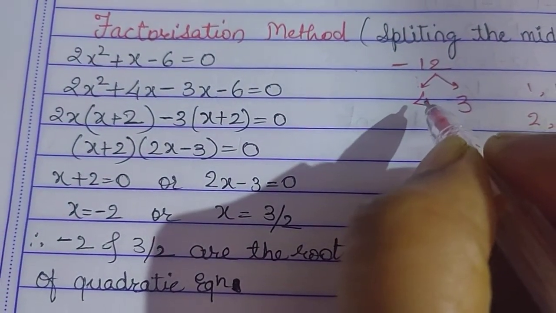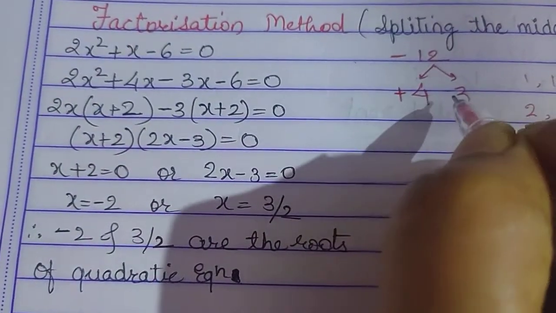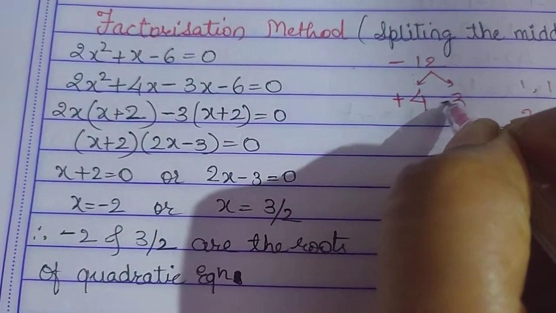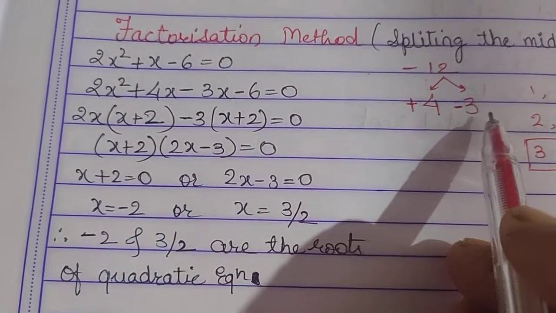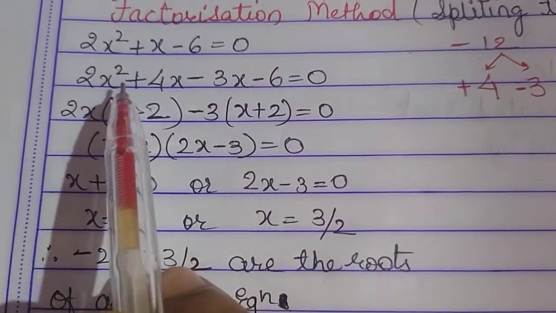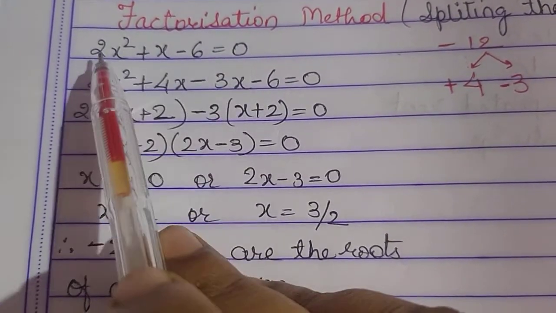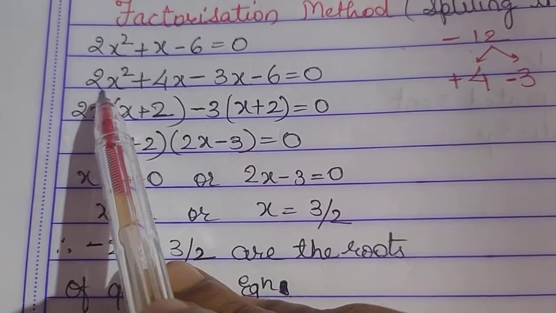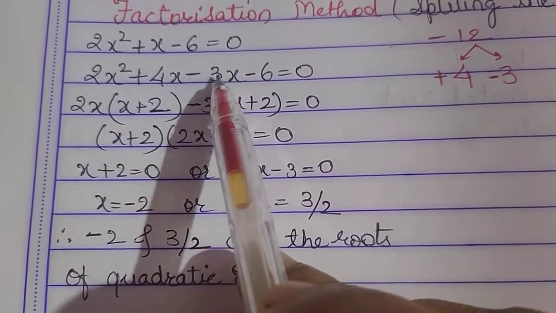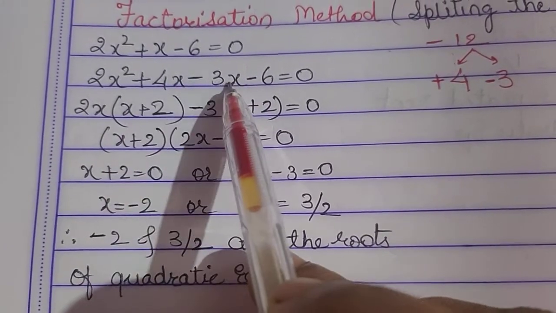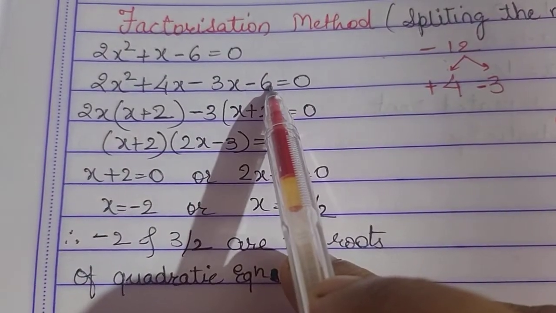Here the middle term sign will be to the greater factor, and hence the negative term will be 3. So 4 and minus 3, these are the factors. So we'll split up this middle term as 4x minus 3x. So children, write the first term as it is. We'll split up this x as 4x minus 3x, plus 4x minus 3x is plus x. Write the last term as it is.